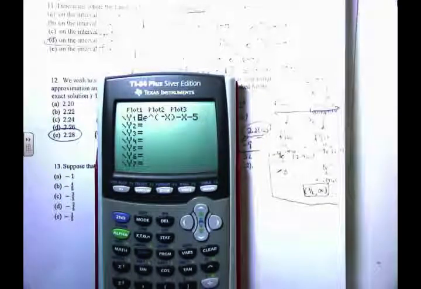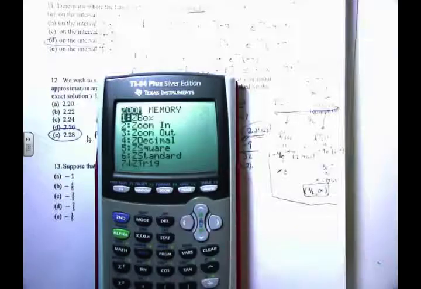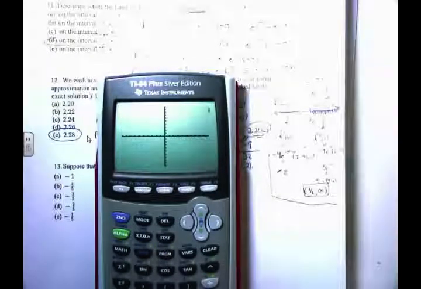Well, Newton's method looks for x-intercepts, roots, zeros. Use whatever word you want to use. It uses x-intercepts, roots, zeros. So I would go zoom 6 and graph this thing. And there it is right there. So what would you use as your first initial point?